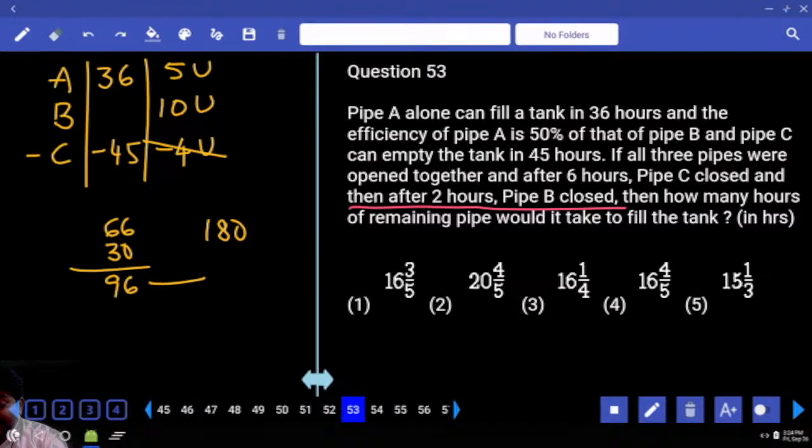How much is the remaining work? 84. Now which pipe is open? A is open. A should fill the tank in 84 by 5, which is 16 4/5 hours. Fourth option is the answer.